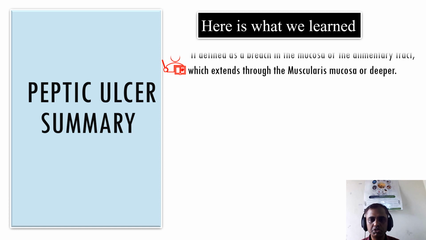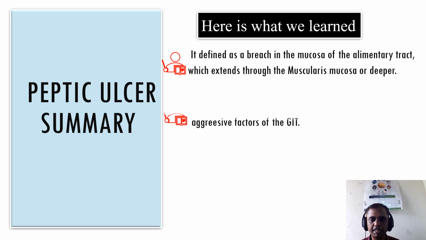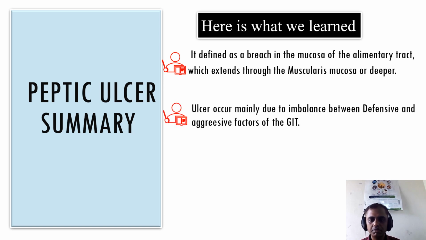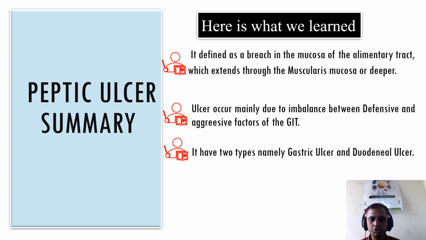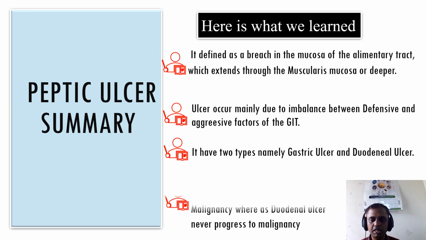So here we are going to study the summary. Number 1, it is defined as a breach in the mucosa of the alimentary tract which extends through the muscularis mucosa or deeper. Ulcer occurs mainly due to imbalance between the defensive and aggressive factors of the GIT. It has 2 types, namely gastric ulcer and duodenal ulcer. Gastric ulcer may progress to malignancy, whereas duodenal ulcer never progresses to malignancy. So that's the end of the peptic ulcer.